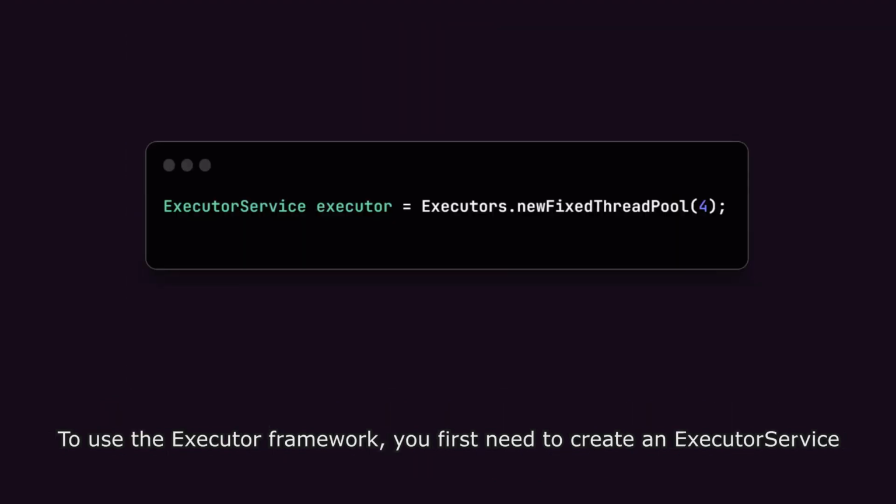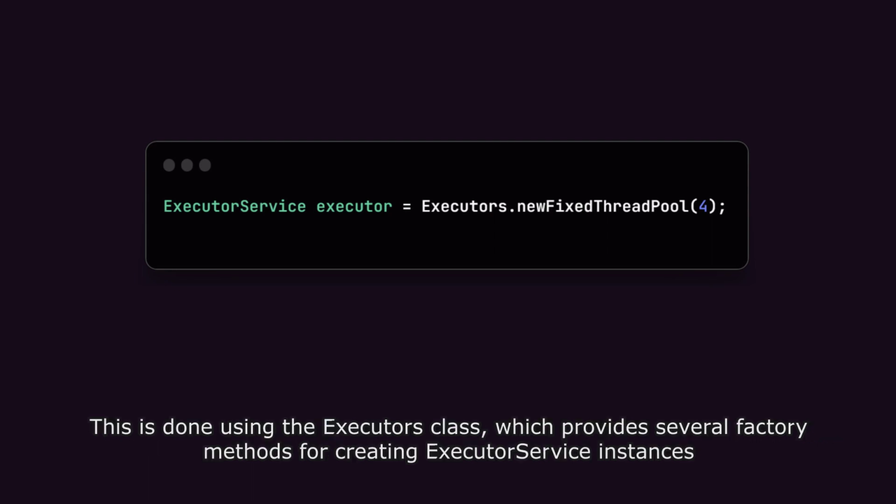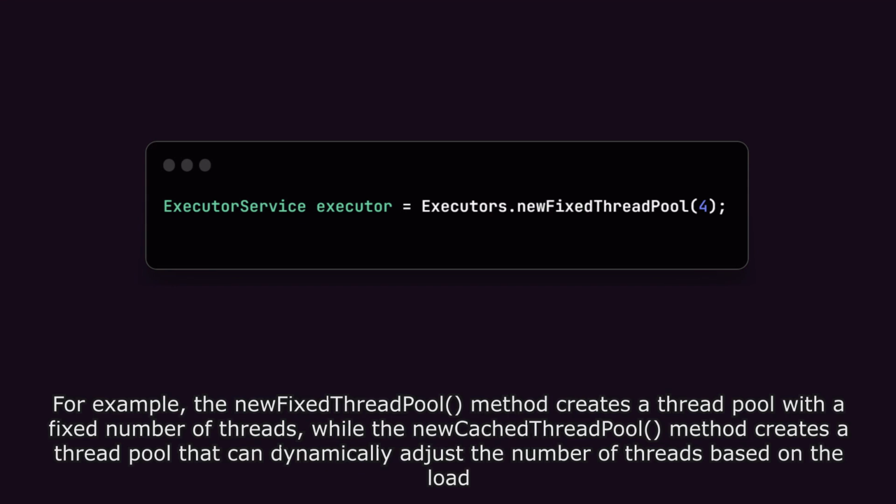To use the Executor framework, you first need to create an Executor service. This is done using the Executors class, which provides several factory methods for creating Executor service instances. For example, the newFixedThreadPool method creates a thread pool with a fixed number of threads, while the newCachedThreadPool method creates a thread pool that can dynamically adjust the number of threads based on the load.